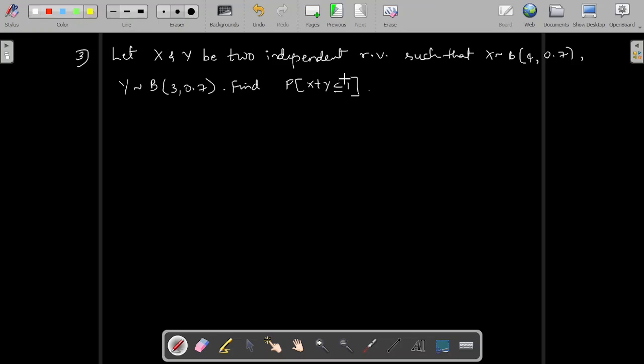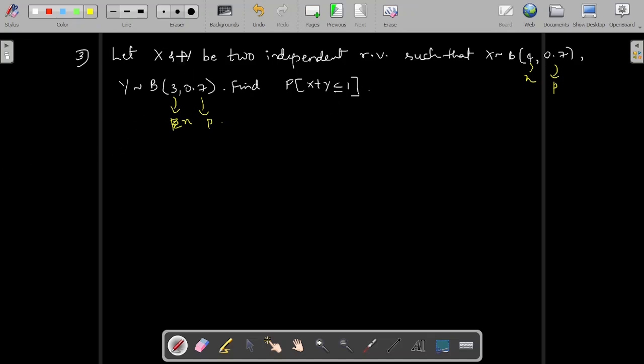Here it is given, let x and y be two independent random variables such that x has the binomial distribution with parameters n as 4 and p as 0.7, and y is a random variable with binomial distribution having the parameters n as 3 and p as 0.7. You have to find the probability of x plus y less than or equal to 1.